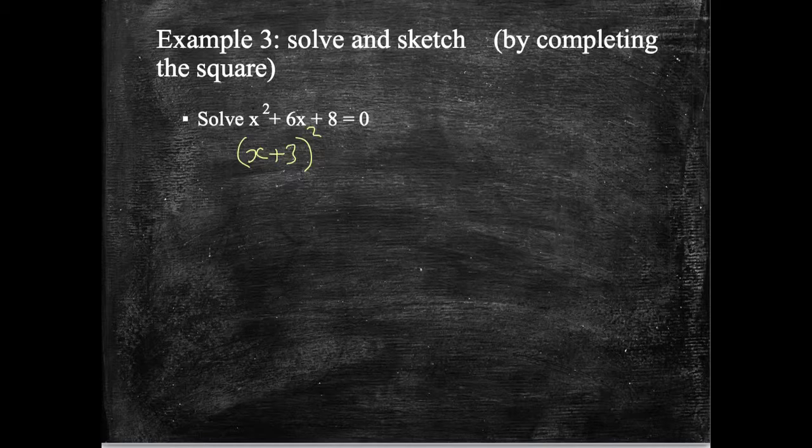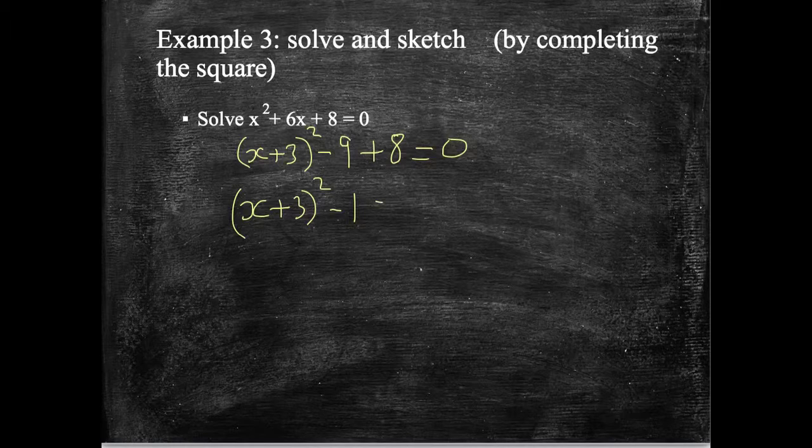I don't want 9, so I'm going to take 9 away. What I did want was positive 8, so let's add 8 on. And remember this equals to 0. Tidy this up, I've got x plus 3 squared. Minus 9 plus 8 is minus 1, equals 0. Now, in order to solve this, I've now got an equation. Let's tidy it up. So I'm going to do it step by step.